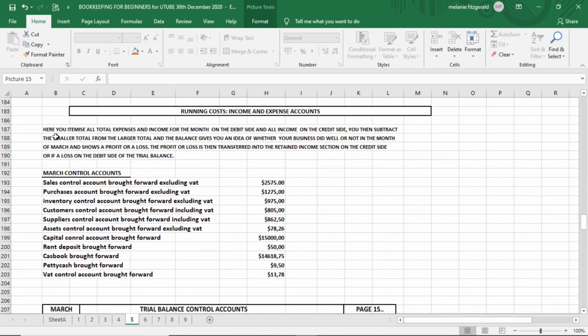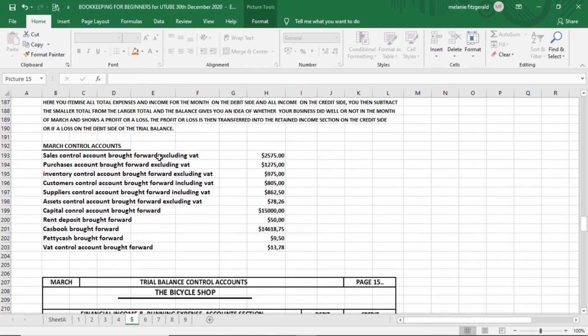Here you itemize all the total expenses for the month on the debit side and all income on the credit side. You then subtract the smaller total from the larger total, and the balance gives you an idea of whether our business did well or not in the month of March, and shows a profit or a loss. The profit or loss is then transferred into the retained income section on the credit side, or if it's a loss, on the debit side of the trial balance. And we're going to show you all this now.